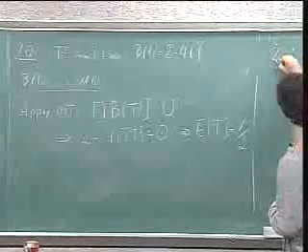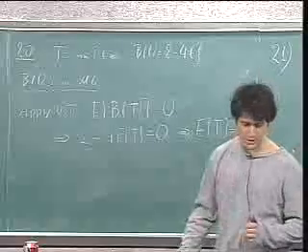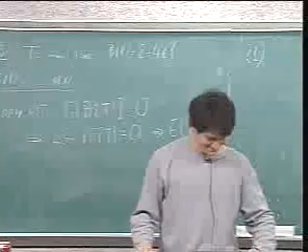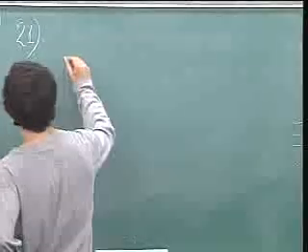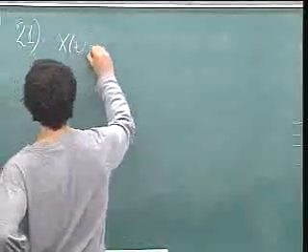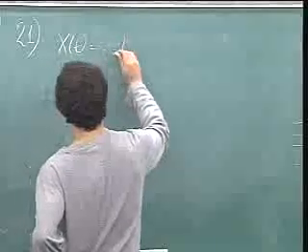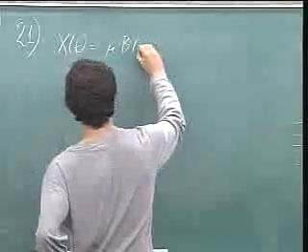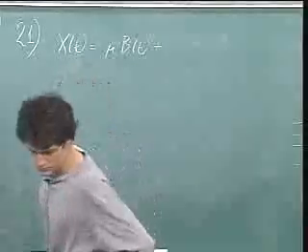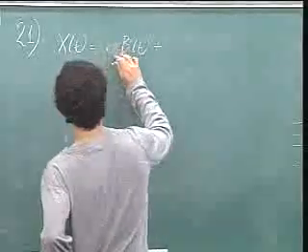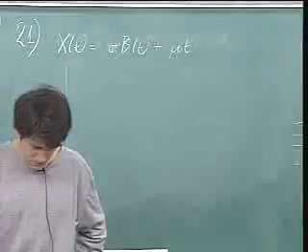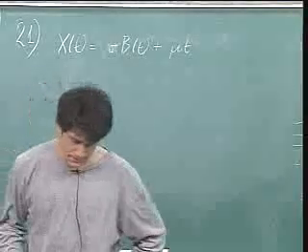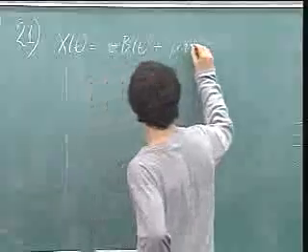So let's do now problem 21, the last problem that we'll ever do. Here we have a Brownian motion with drift and parameter sigma squared: X(t) equals sigma B(t) plus mu t. And we're assuming that mu is positive.